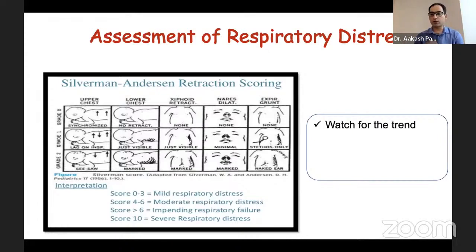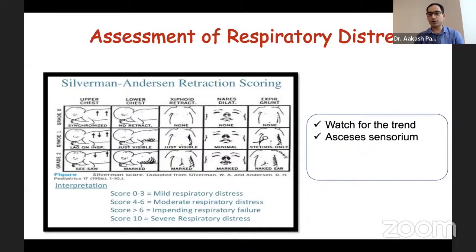Apart from this score, one should always remember not to judge the baby's respiratory distress based on a single score. It has to be continuous. The baby has to be serially monitored. Always look for the trend, whether it is worsening or improving.